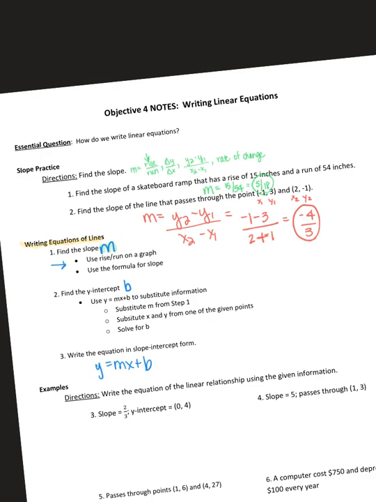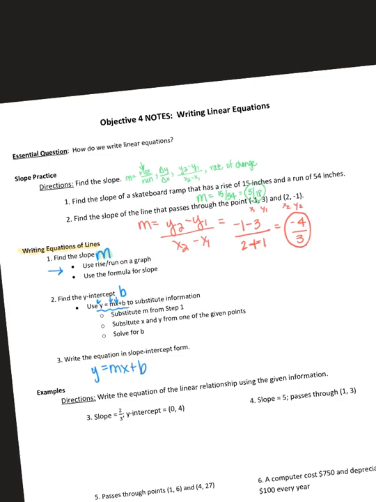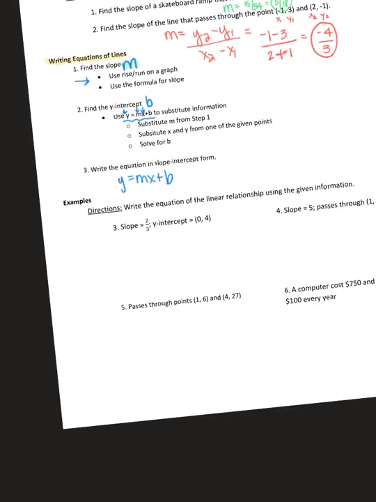To find the y-intercept, if you don't have it, you're going to use the equation y equals mx plus b, and you're going to substitute in for y, m, and x to be able to solve for b. You get the x and y from one of the points that's given. All right, so let's try a few of these.